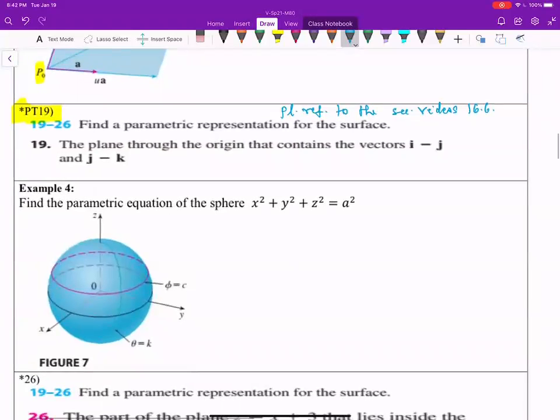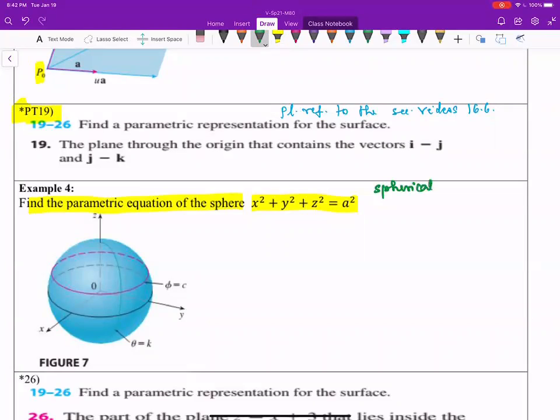Now let's find the parametric equation of the sphere. Find the parametric equation of the sphere x squared plus y squared plus z squared equals a squared. We have actually done spherical coordinates earlier, where we know that spherical coordinates can be written as rho, phi, and theta, where rho is the radius of the sphere. So we can use spherical coordinates here.